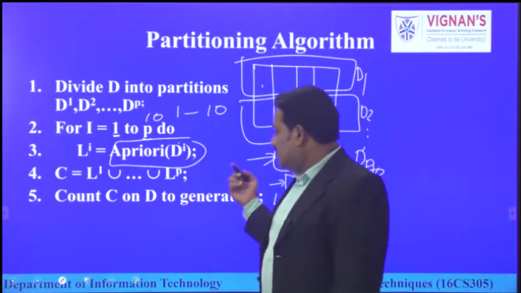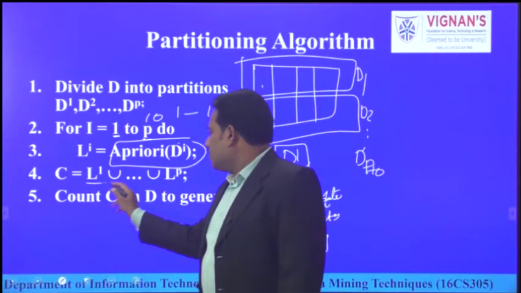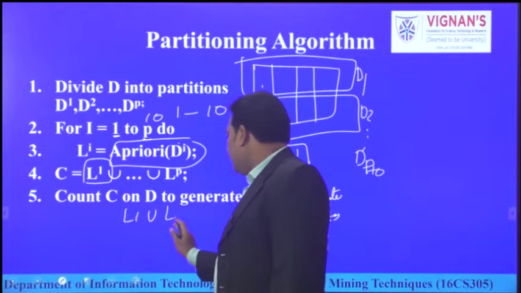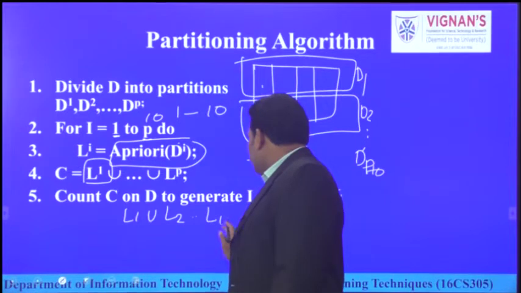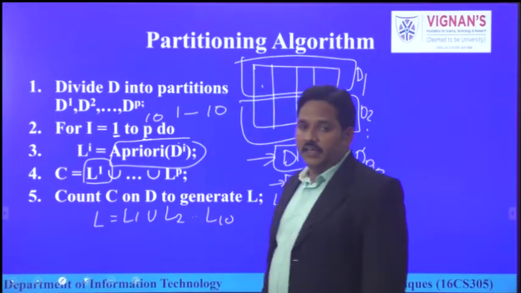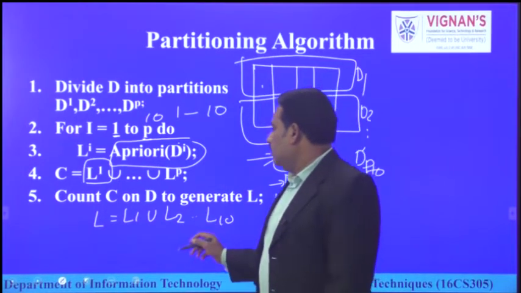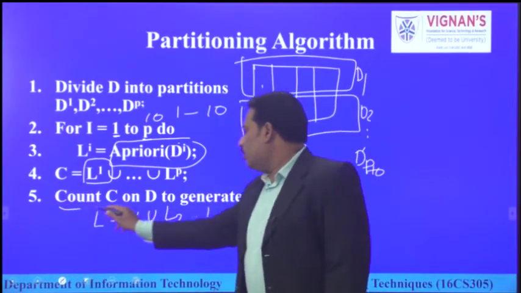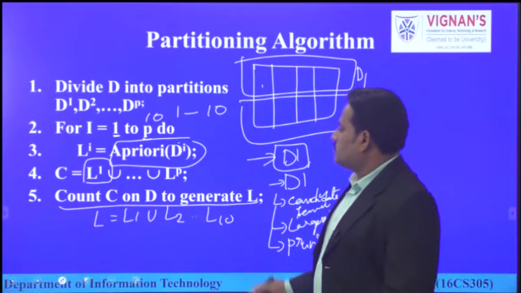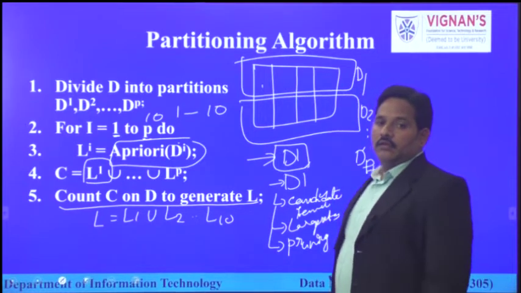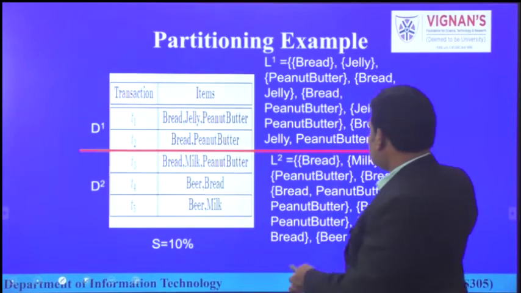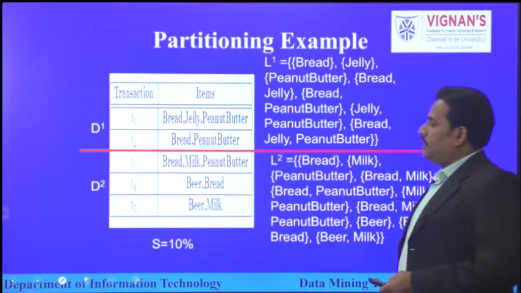And after getting the results, the item sets which are formed from L1, L2, all are going to be combined here. All item sets which are formed during all these 10 iterations are going to be combined. And finally, we will take the count of large item sets which have been generated. That means the same algorithm we are repeating more than one time based on the partitions. So this is an example of partition here.